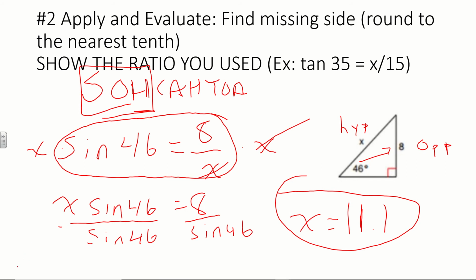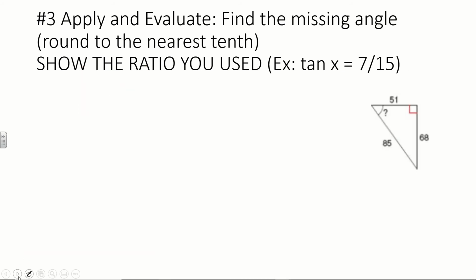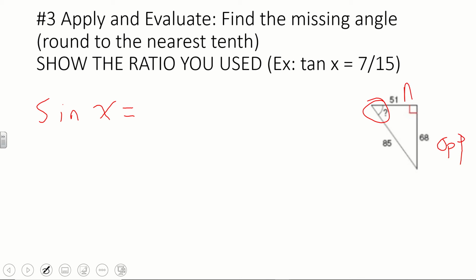The third apply and evaluate was to find the missing angle. Again, round to the nearest tenth and show the ratio you used. So because you have all 3 sides, you could have used either of the ratios, sine, cosine, or tangent. So going back to that SOHCAHTOA, the sine of the unknown angle, we'll call it x. So this is my unknown angle. This is going to be my opposite side. This is going to be my adjacent, which means this is my hypotenuse. So the sine is opposite over hypotenuse, I apologize.